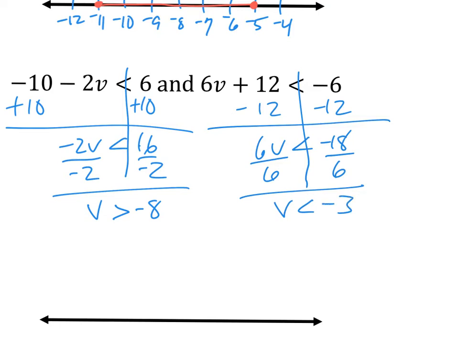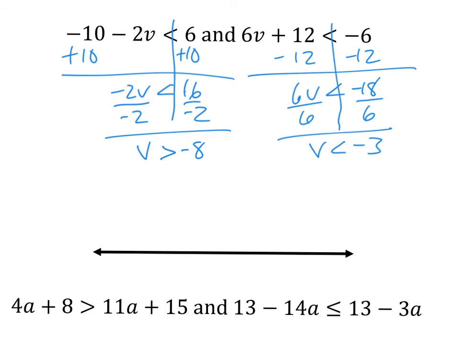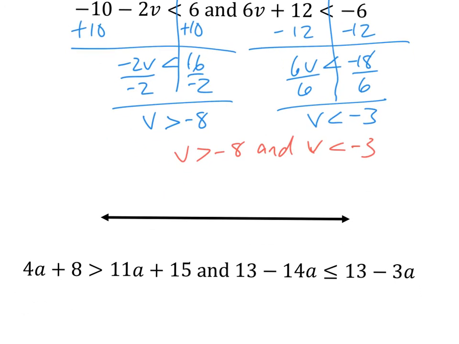And we divided a negative by a positive number, okay? But we divided by a positive number, so we do not need to flip our inequality sign. So then in this case, we end up with v is greater than negative 8, and v is less than negative 3, and that should work out just fine.